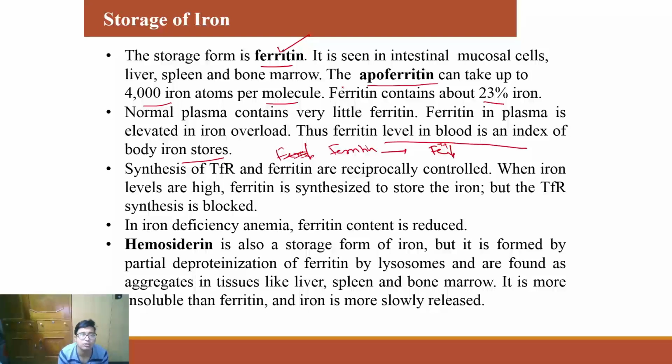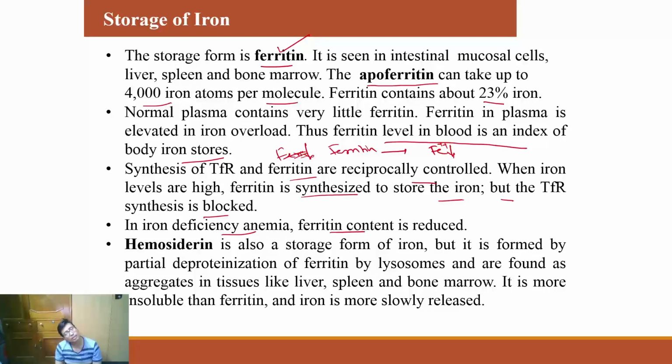Next, as I told you, the synthesis of ferritin and transferrin receptors are reciprocally regulated. So when iron is high, ferritin is synthesized to store iron and the transferrin receptor synthesis is blocked. And in iron deficiency anemia, ferritin content is reduced. All this I am telling you over and over again, simple repetition. Remember, ferritin corresponds to the iron level, and level of transferrin receptor and ferritin are reciprocally controlled.